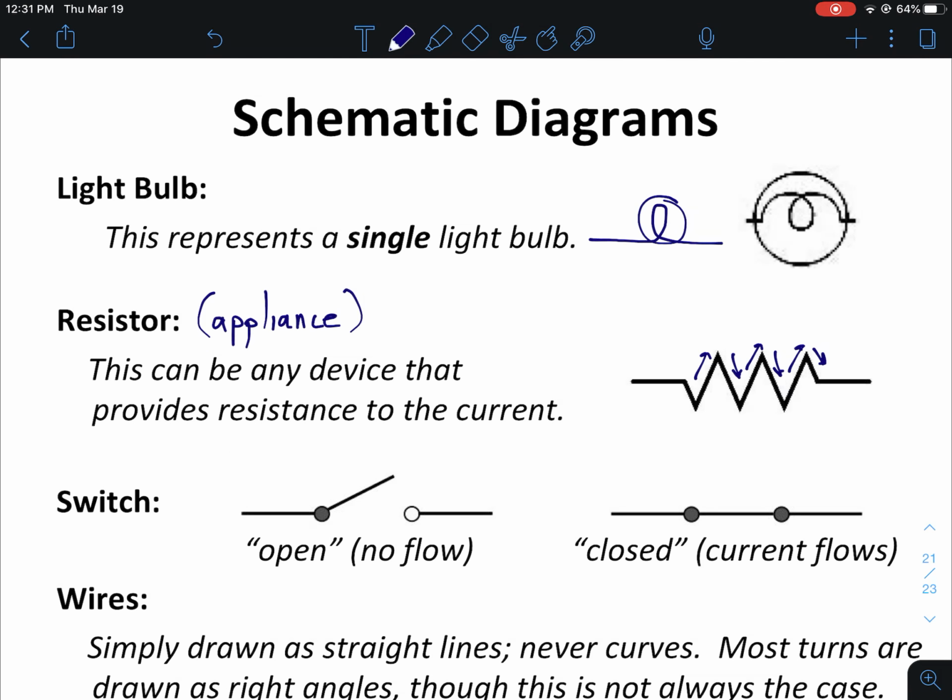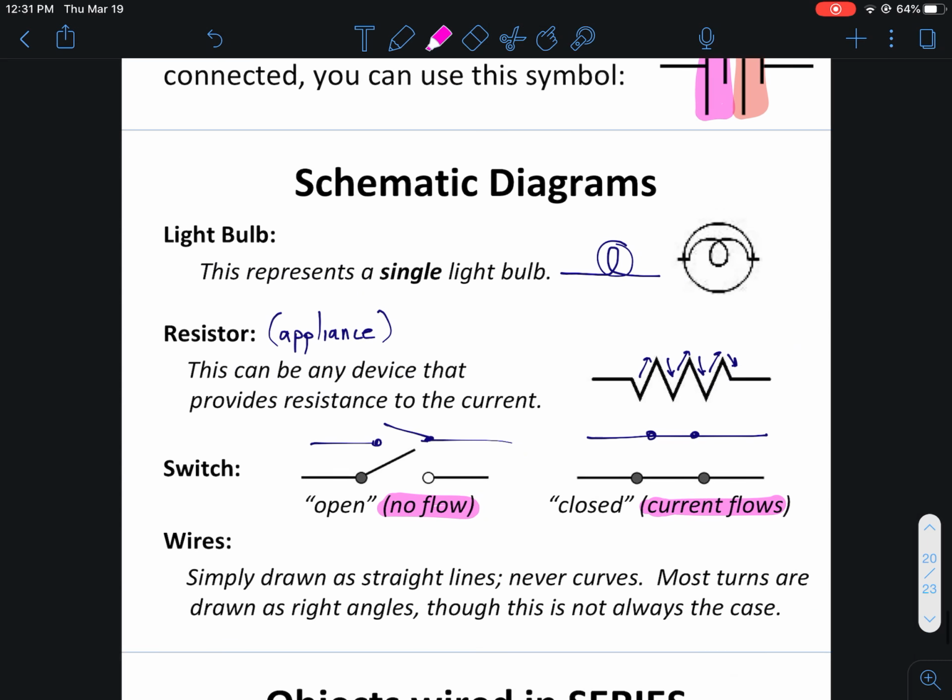Switches, you have two types of switches: an open and a closed. With a closed, it's simple, just draw a line and put two little dots on it to show that it's closed. If it's open, you're going to have a switch like that, that can be moved to be closed if you want it to be closed. When it's open, there's no flow, and when it's closed, the current does flow.